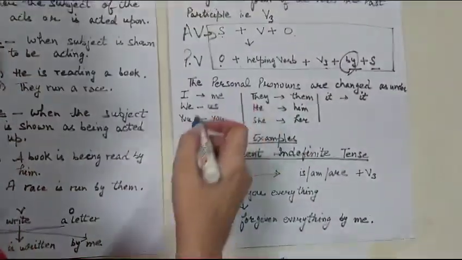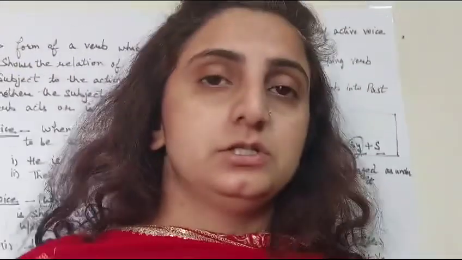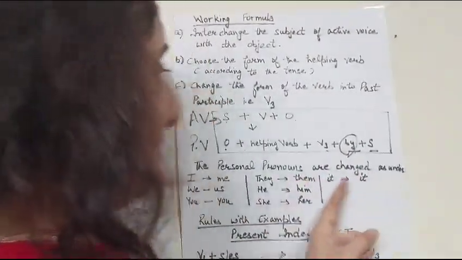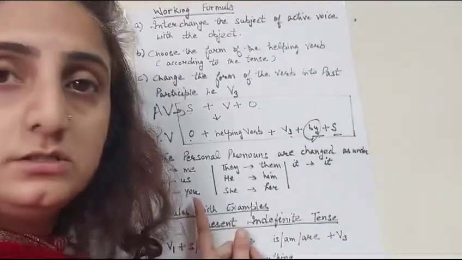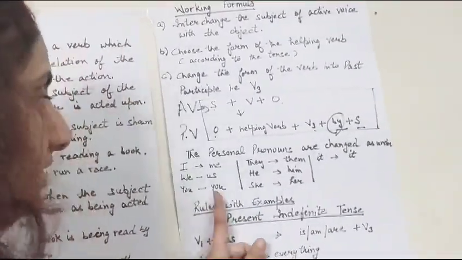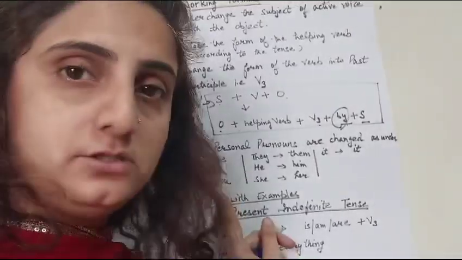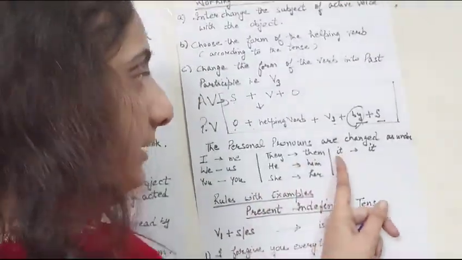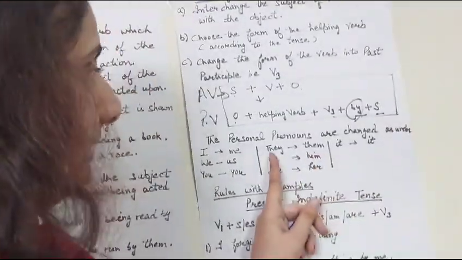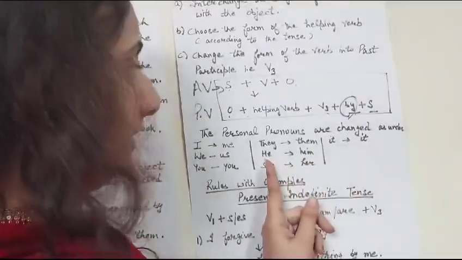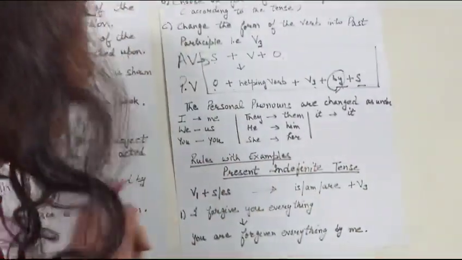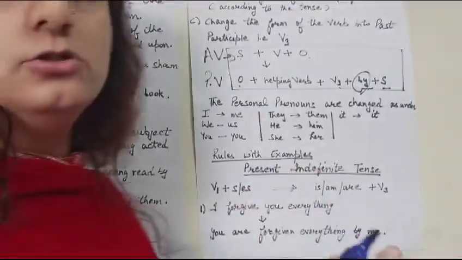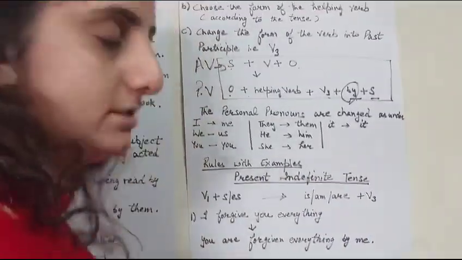There are personal pronouns which change according to the sentence, as under: I changes into me, we changes into us, you remains you, it never changes, it remains it, they changes into them, he changes into him, and she changes into her. So let's discuss the rules of the active passive voice.